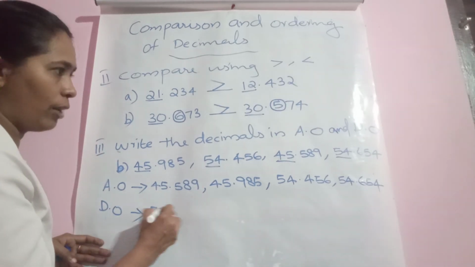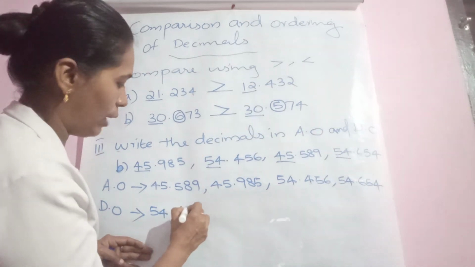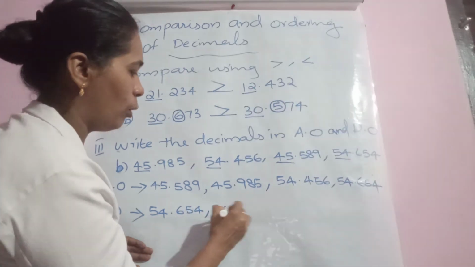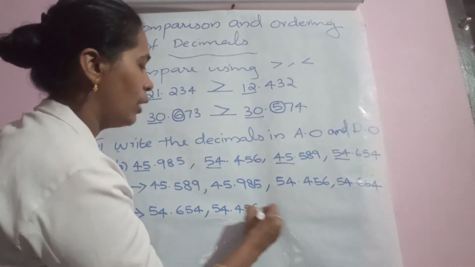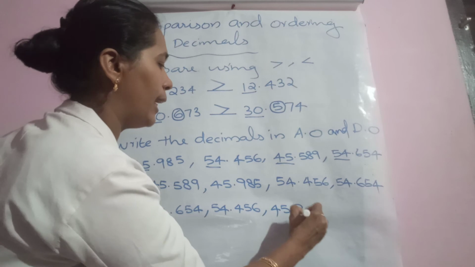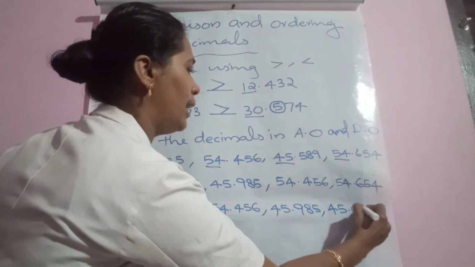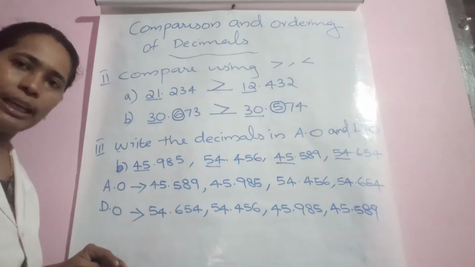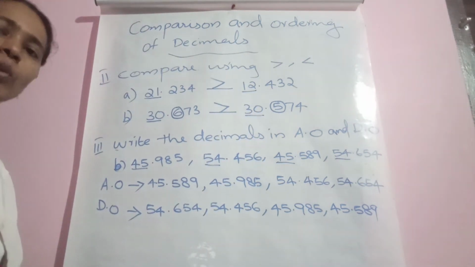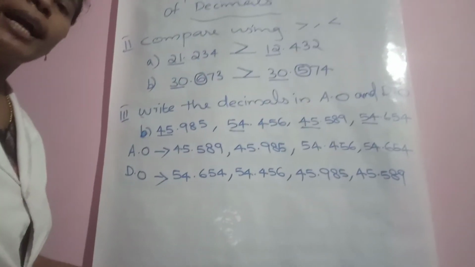Just reverse the order. 54.654, 54.456, 45.985, 45.589. Is it clear? Then let us do some questions for finding addition and subtraction of decimals.